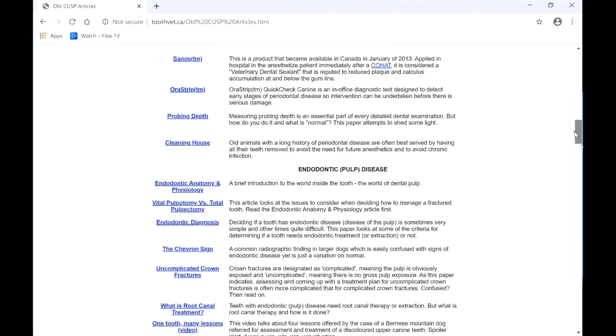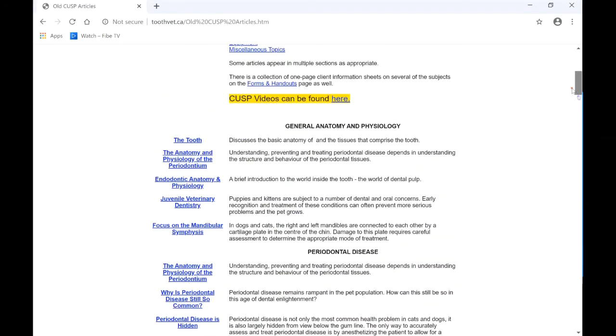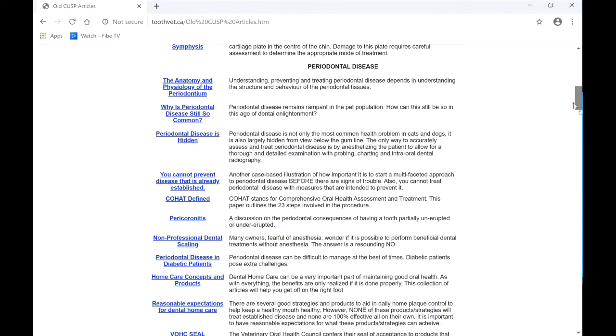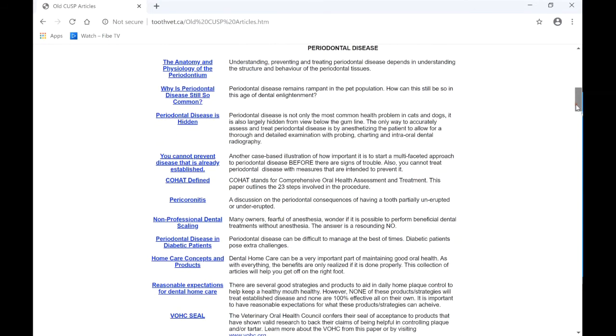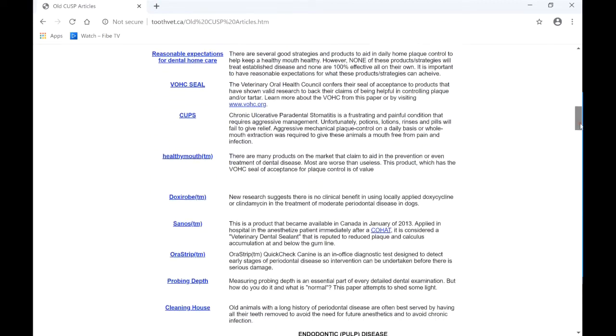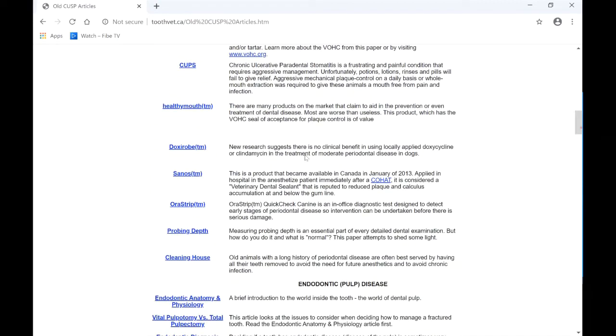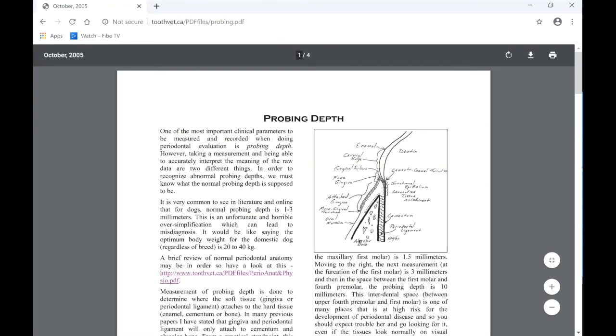We're talking about periodontal disease, and the section on periodontal disease is near the top of the page. And partway through that section on periodontal disease, you will see the title on the left for probing depth. And if you click on that link, it takes you to that paper on probing depth.